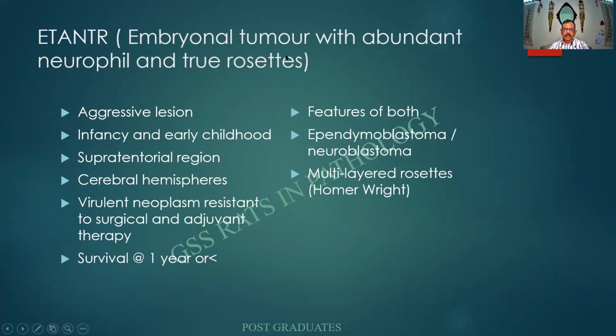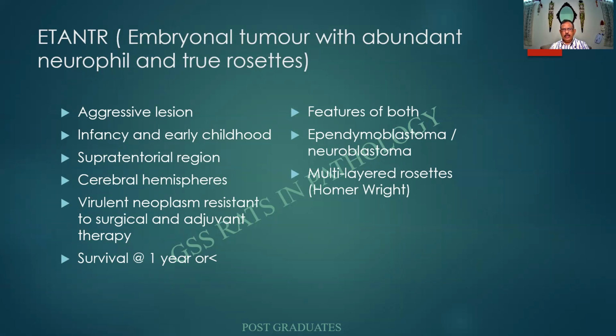Embryonal tumor with abundant neuropil and true rosettes. Embryonal tumor, T for tumor, and then there is abundant neuropil, it is not neutrophil, and true rosettes. What is a true rosette? What is a false rosette?